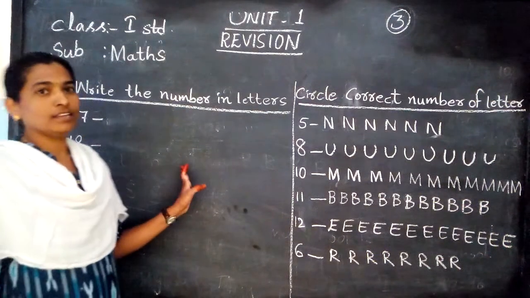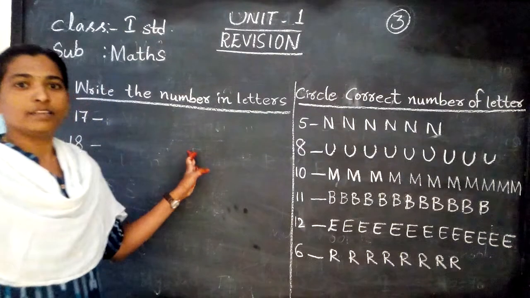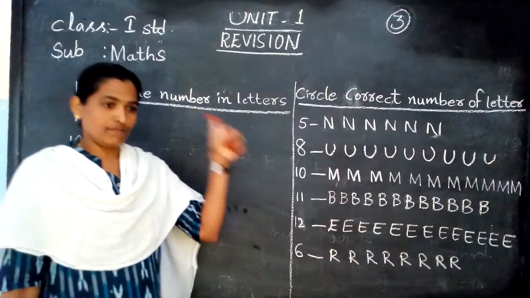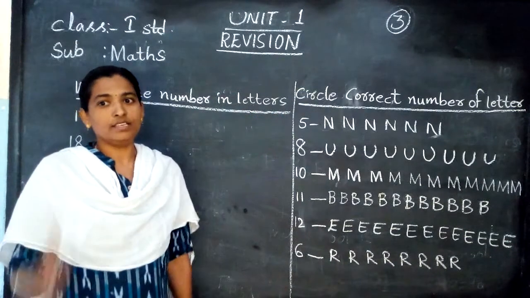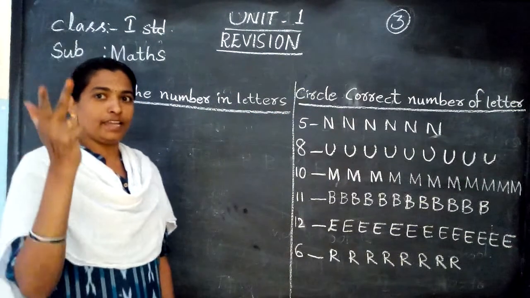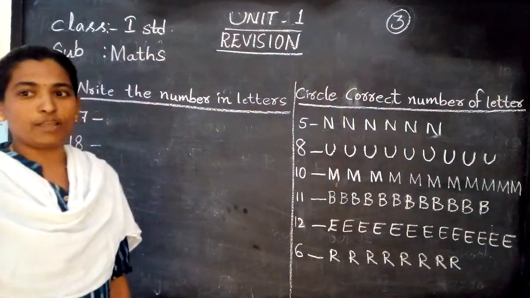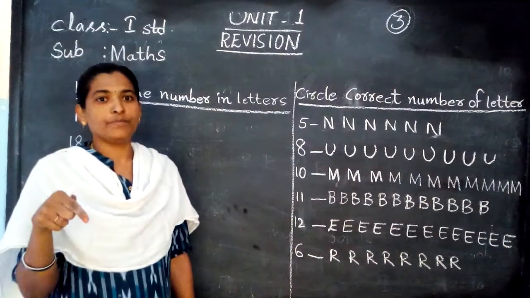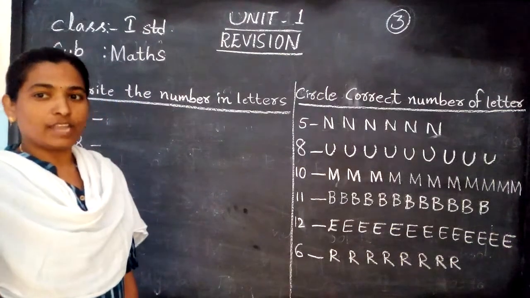Okay, hi children. In the previous class we learned numbers up to 10. After 10, what will come? 11, 12, 13, 14, 15, 16, 17, 18, 19, 20. These numbers we have arranged in two columns, that is the ones and tens columns. You know very well how to arrange the numbers in the tens and ones columns.